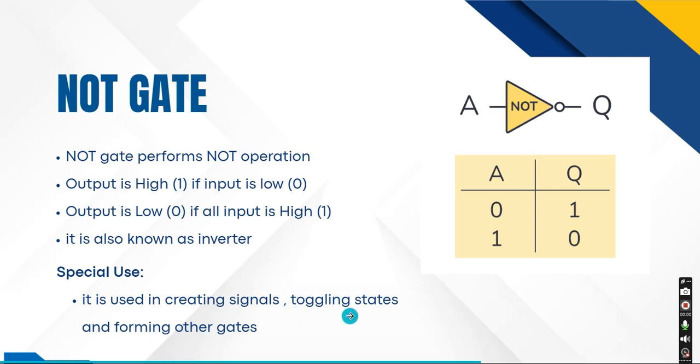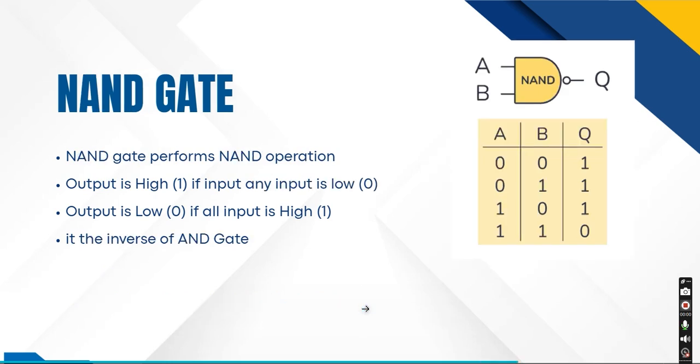So let's look at the next gates. For the next gate, we are going to be talking about the NAND gate. The NAND gate performs the NAND operation. The output is high if any input is low, and the output is low if all inputs are high.